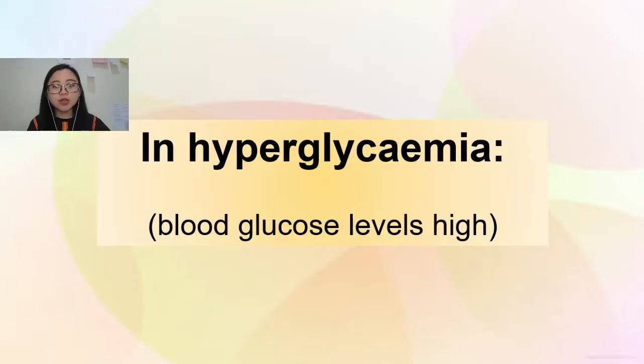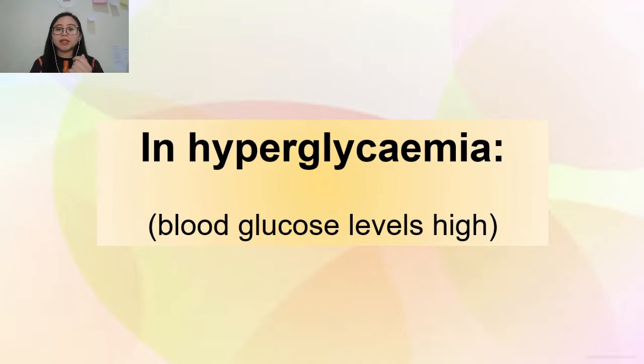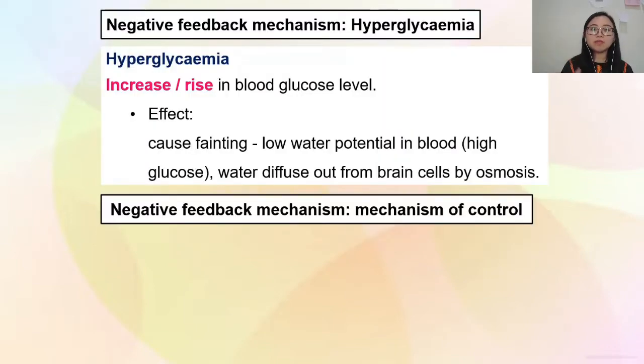Okay, so let's look at what happens when the blood glucose level is high, which is in hyperglycemia. So first, we'll talk about what is hyperglycemia. Kalau orang suruh kamu tulis esei, kamu start dulu dengan bagi definisi hyperglycemia. So hyperglycemia is when you have increase or rise in blood glucose level. The effect of hyperglycemia is it will cause fainting, because there will be low water potential in blood because of the high level of glucose, and water diffuse out from the brain cells by osmosis. So, boleh menyebabkan kita pitam.